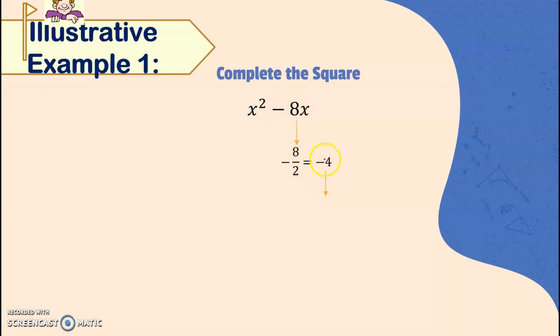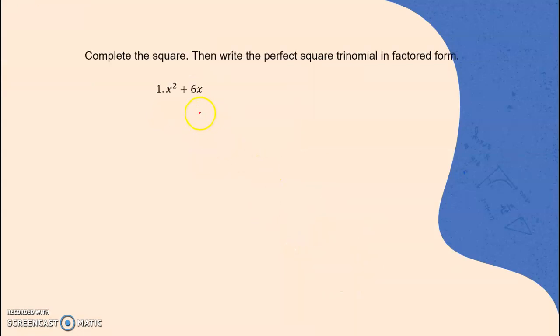After that, you take the square of this one, negative 4, which is 16. Now, the PST form of this is, ito na, x squared minus 8x plus the one that we got, 16, which can be expressed as (x minus 4) squared, no? Galing dito, minus 4 square. Okay? So, let's have the following items for more exercise, more discussions.